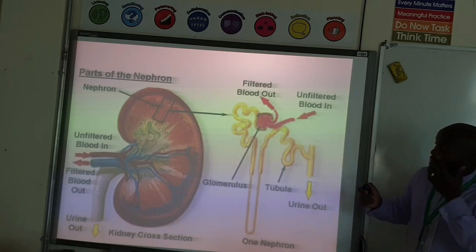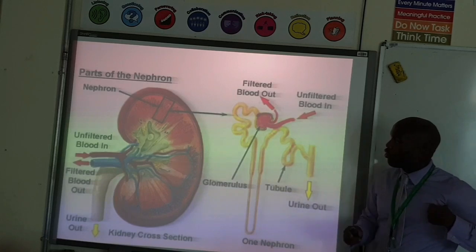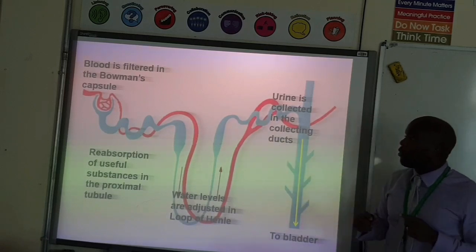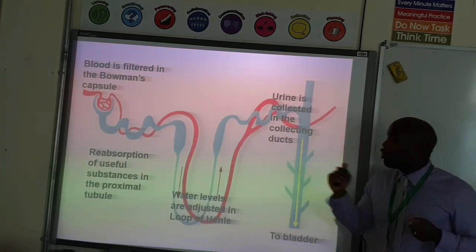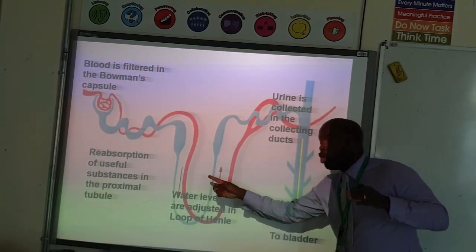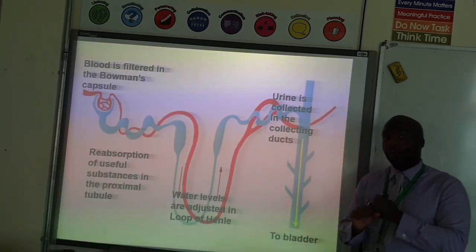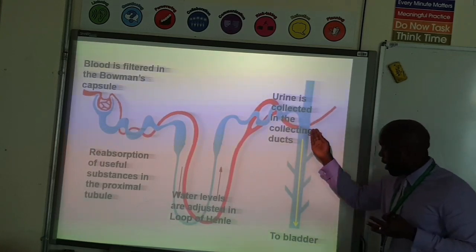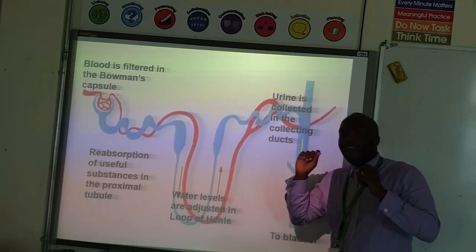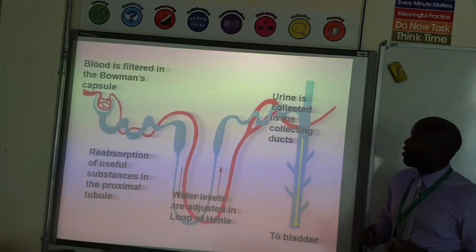Now, these are just some diagrams that might be able to help you as you're drawing your diagrams and annotating. This is a good one to summarize it for you. Blood enters the Bowman capsule. Reabsorption of the useful substances happens in the proximal tubule. And the Loop of Henle adjusts the water level. The urine, which is now all of the urea, excess water and excess salts, passes out the ureter to the bladder. However, all of the glucose was not passed out. Any water that was needed or any salts that were needed were not passed out either. They passed back into the blood to go to the rest of the body.